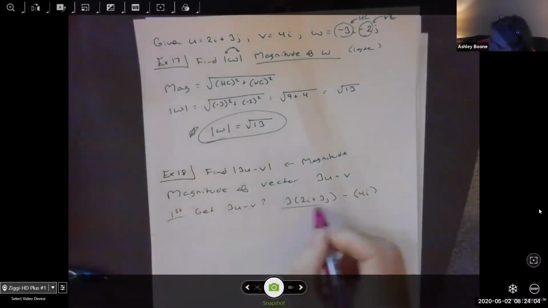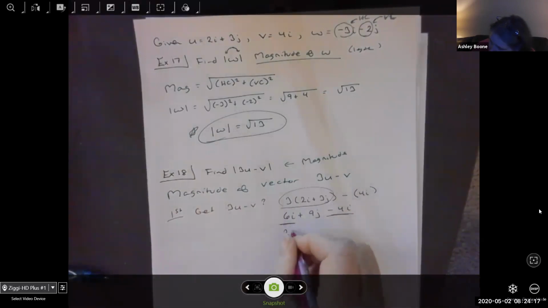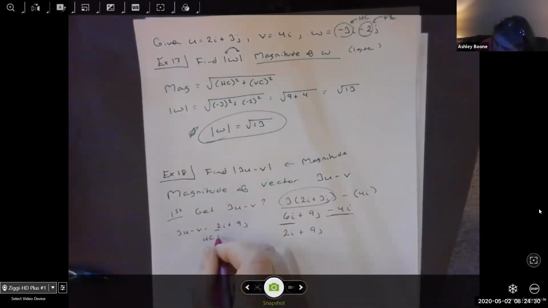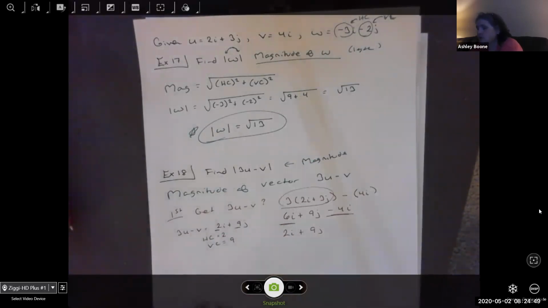So that's going to be, do this multiplication, 3 times 2, that's a 6i. 3 times 3 is a +9, plus 9j, minus 4i. 6i minus 4i is a 2i, plus 9j. So 3u minus v is the vector 2i plus 9j. That means it has a horizontal component of 2 and a vertical component of 9. Whatever our initial point is, we're going to the right 2 and up 9. Okay? Once you know your vertical and horizontal components, now you can do your magnitude.